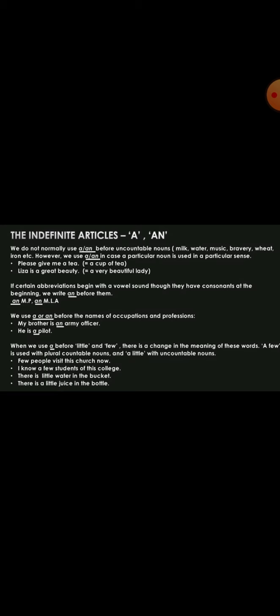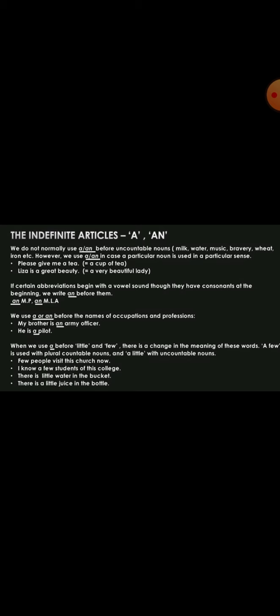Next point is, when we use a before little and few, there is a change in the meaning of these words. A few is used with plural countable nouns. Listen to it very carefully. A few is used with plural countable nouns and a little is used with uncountable nouns. Are you getting? For example, few people visit this church now. I know a few students of this college. There is little water in the bucket. There is a little juice in the bottle.